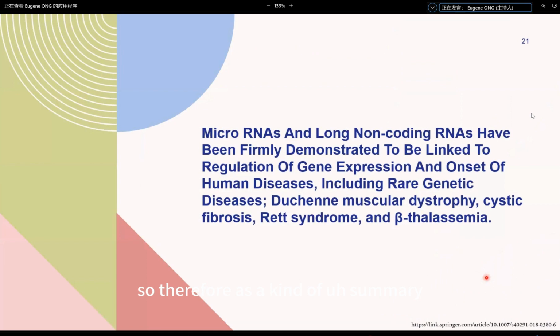So therefore, as a kind of summary, microRNAs and long non-coding RNAs have been demonstrated to be linked to regulation of gene expression and onset of human diseases, including rare genetic diseases, including Duchenne muscular dystrophy, cystic fibrosis, Rett syndrome, and also beta thalassemia. So these are some of the diseases I think we may have gone through, used as case studies before. And we hope that you can see not only mutations in open reading frames or coding sequences can affect or cause disease, but also mutations or changes in the sequence of the non-coding region, which actually contains the sequences for RNAs, can also affect and cause diseases.